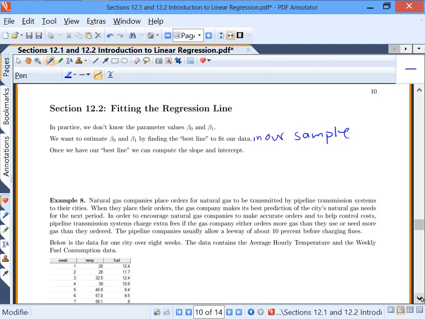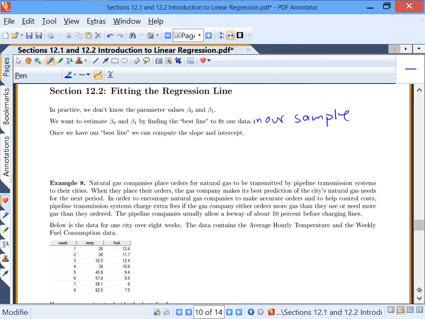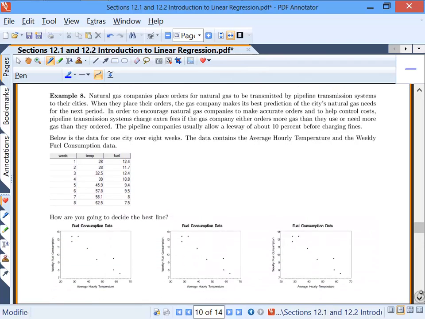So for example, natural gas companies place orders for the natural gas to be transmitted by pipeline to their cities. When they place their orders, the gas company makes its best predictions of the city's natural gas needs for the next period. And in order to control costs, the company charges you if you order too much or too little, but they do give you about a 10% leeway. So here's data for one city over 8 weeks. The data has the average hourly temperature and the weekly fuel consumption data.